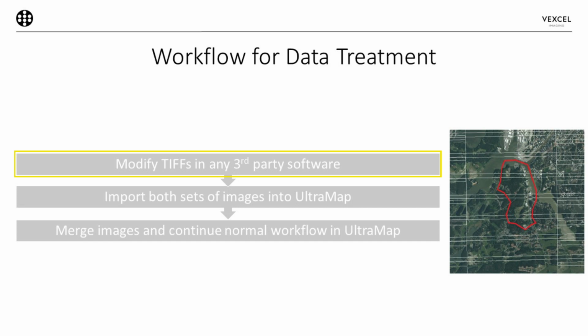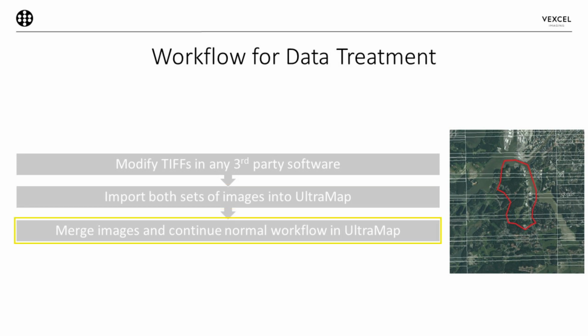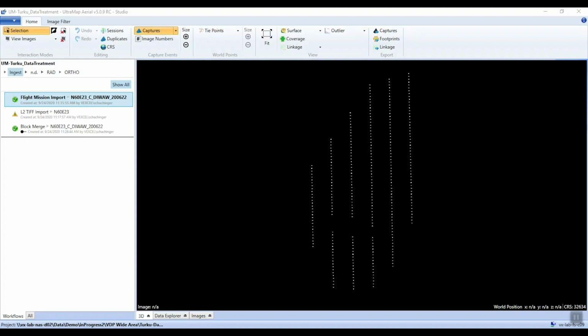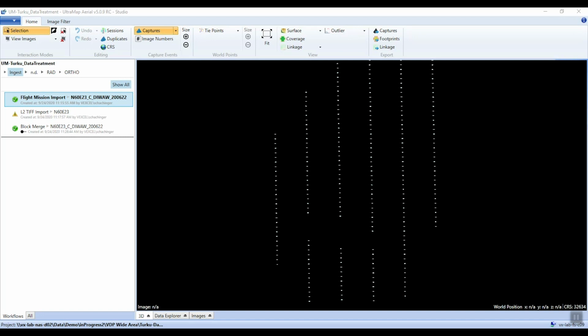And then next, both parts of the imagery can be imported into UltraMap Studio and be merged to one block, now consisting of both pixelated and non-pixelated images. From this point onwards, the workflow is exactly the same as with any other UltraCam dataset. In the following live demo, I would like to show you an example from our data program VDP.